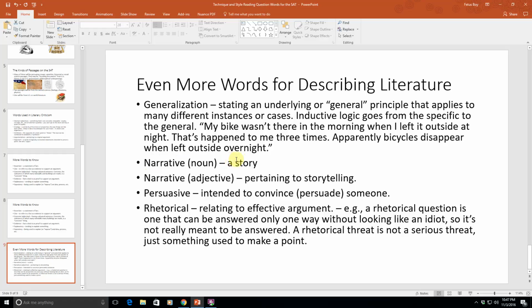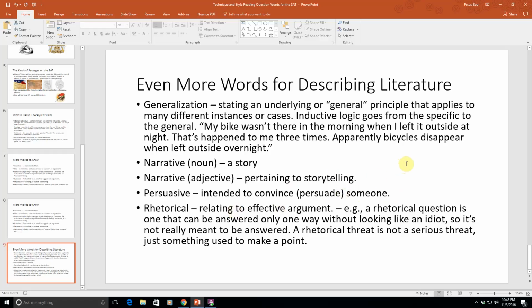Narrative. A narrative is a noun, meaning a story. A narrative can also be an adjective, which is pertaining to storytelling, so having something to do with a story. Persuasive. Persuasive means something that is intended to convince or persuade someone of something. A persuasive essay is telling people, you should do this because of the reasons that I've listed here. Rhetorical. Rhetorical is relating to effective argument.